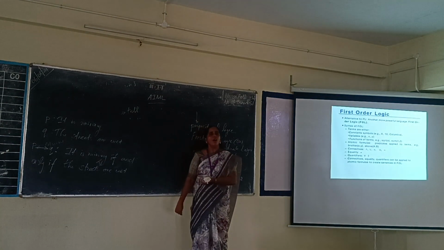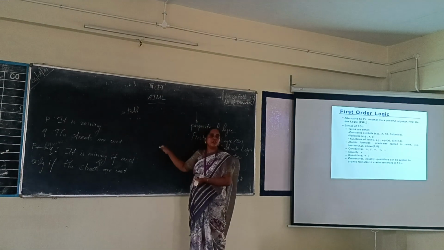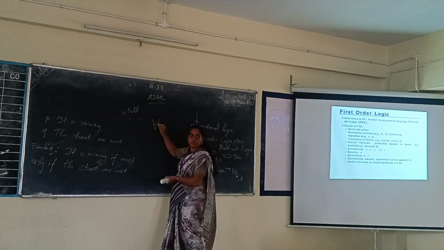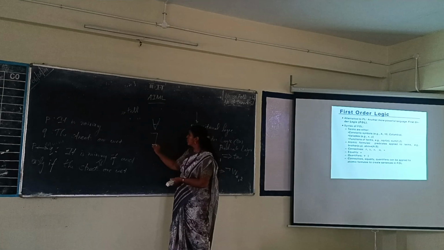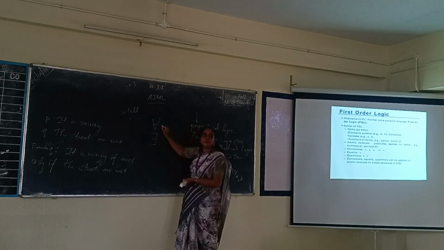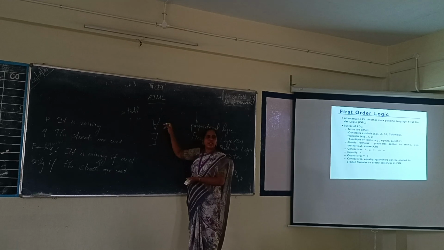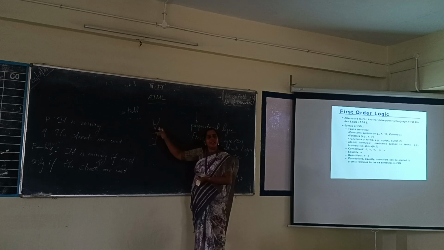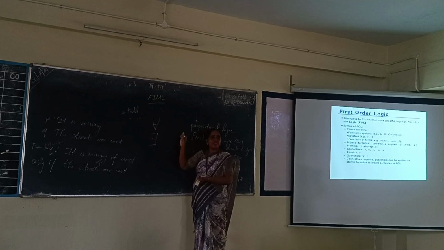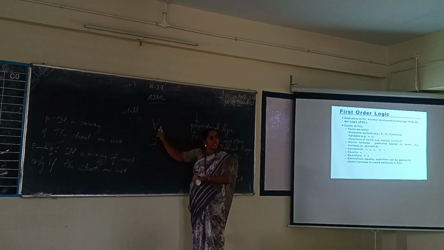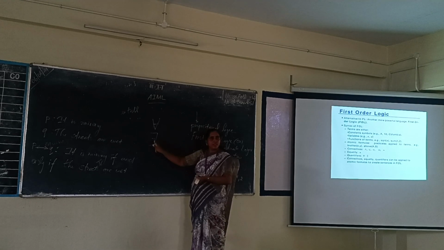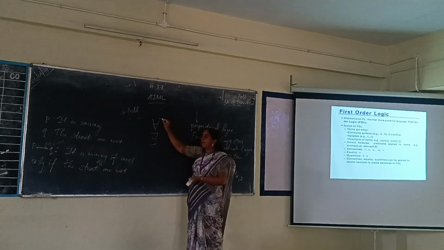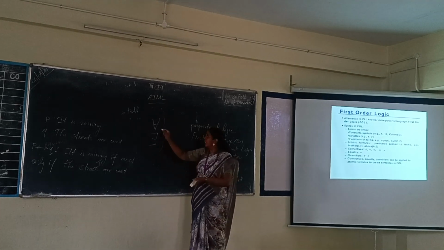Okay, how will you represent all in discrete maths? For all. Then some. If all the rooms are clean, you can represent it by using this symbol. But when you use propositional logic, you have to write each and every room separately with a conjunction symbol. But here, by using only a single symbol, it can represent for all. Then if you want to represent some rooms are clean, you can use this symbol. So these are the two types of quantifiers used in first order logic.